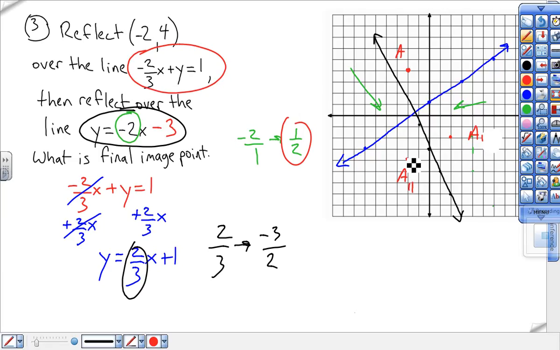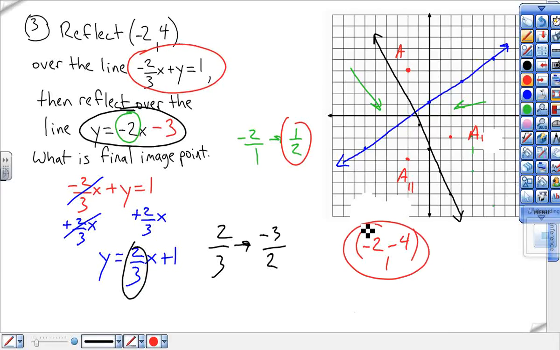That is the point -4, -2. I'm sorry, it has been a long day. That is the point, fix that. That is the point -2, -4. Sorry about that. So again, double reflection over that blue line and then over that black line there. Next problem.